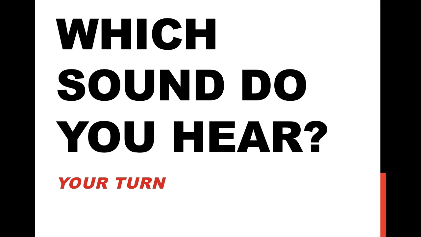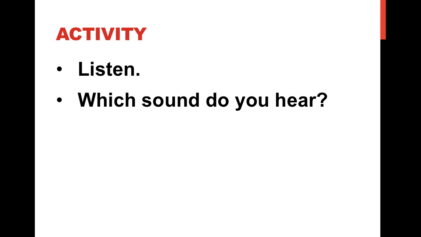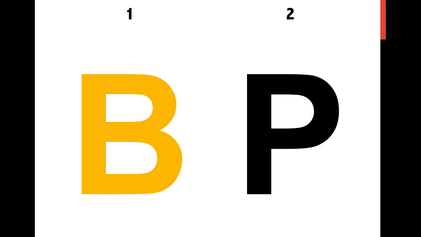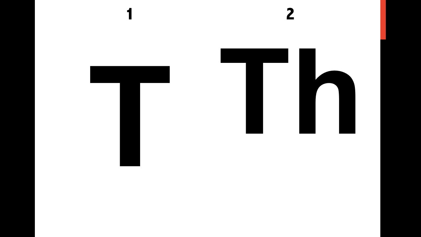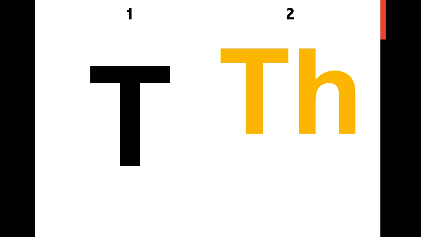Which sound do you hear? Your turn. Listen. Which sound do you hear? B. Is it B or P? You heard B. The letter B. Let's continue. Th. The answer? TH, or th.